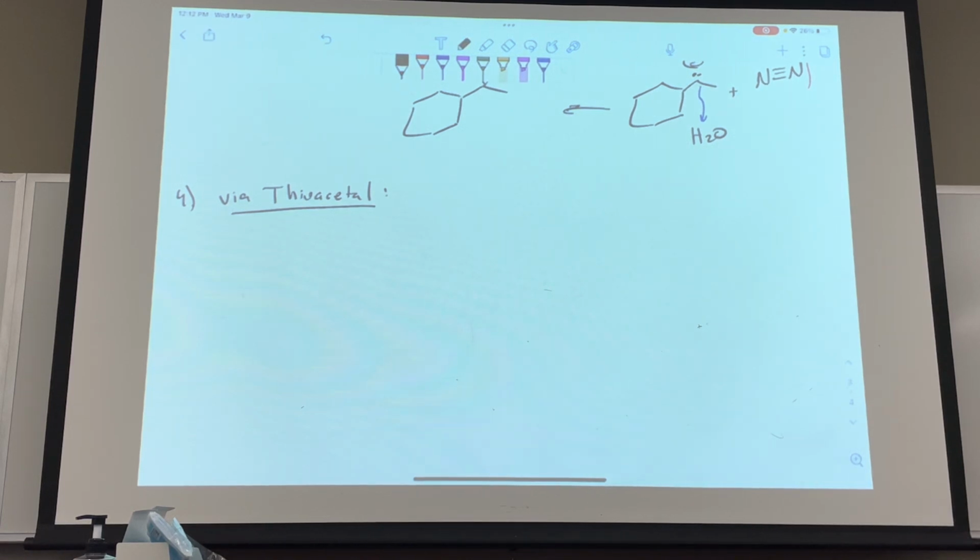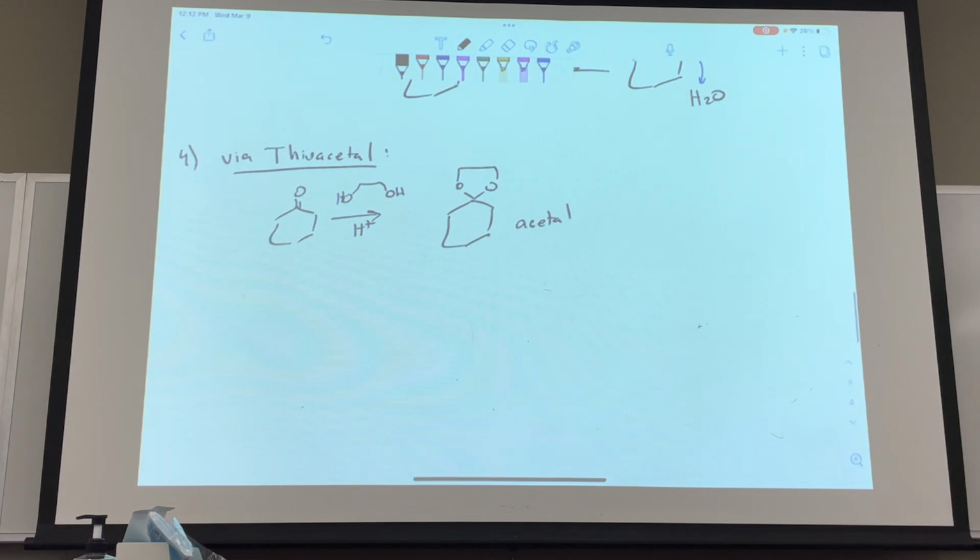So if you think about it, what we did last time was we talked about making acetals. So that was the acetal formation. We talked about that a lot last time. A thioacetal is going to look very, very similar. We're just going to replace oxygens with sulfurs. So we can do very, very similar chemistry here.